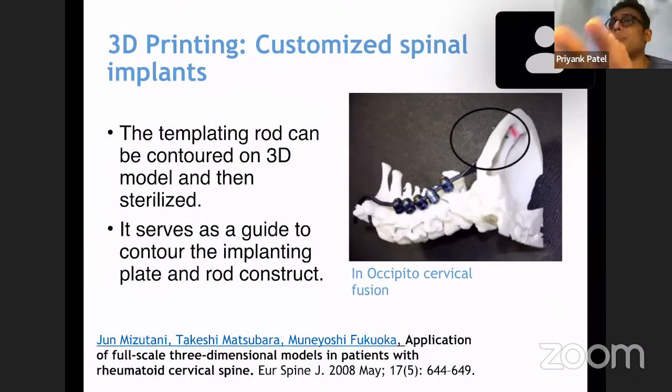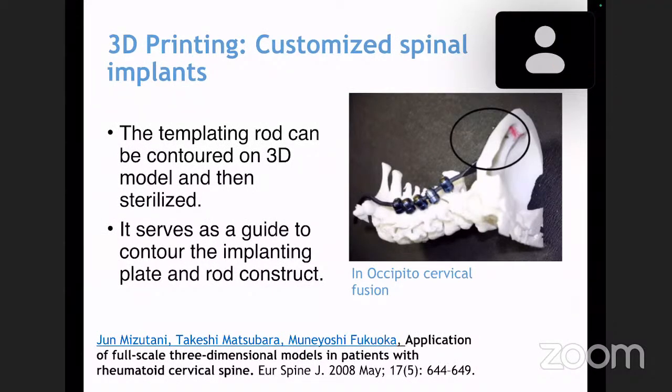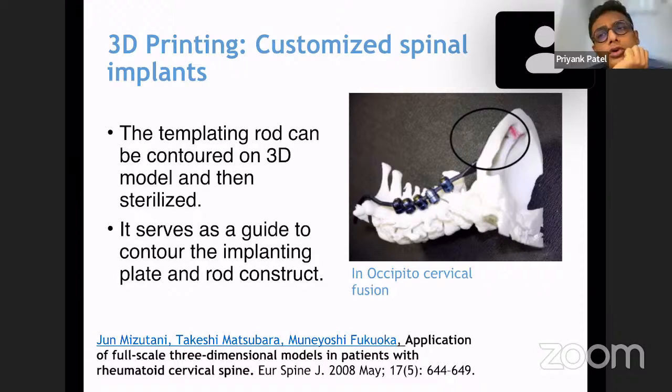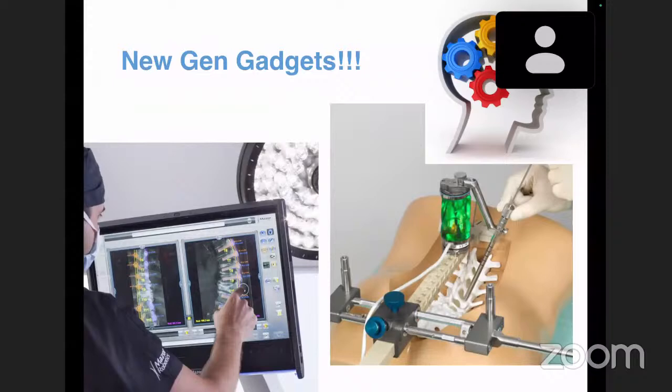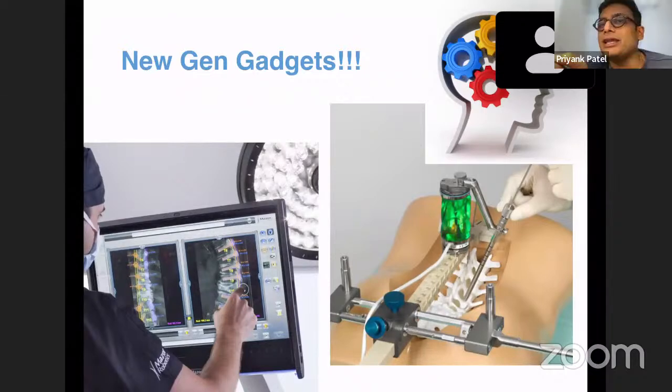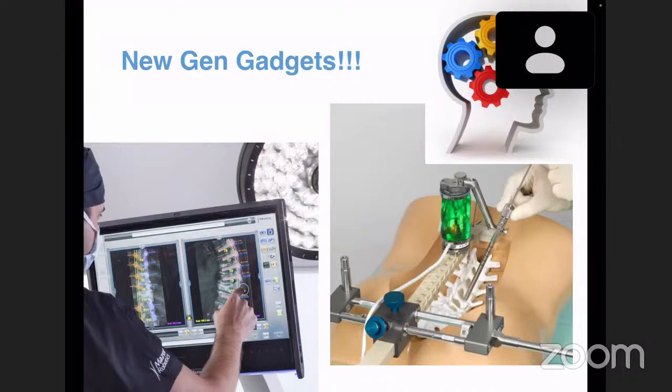You can use 3D printing to pre-operatively plan. Sir, what about the green bottle? So that is a picture of the first generation Renaissance robot, which was, I think, Medtronic's robot. That green bottle is actually the robot which goes over the spine.